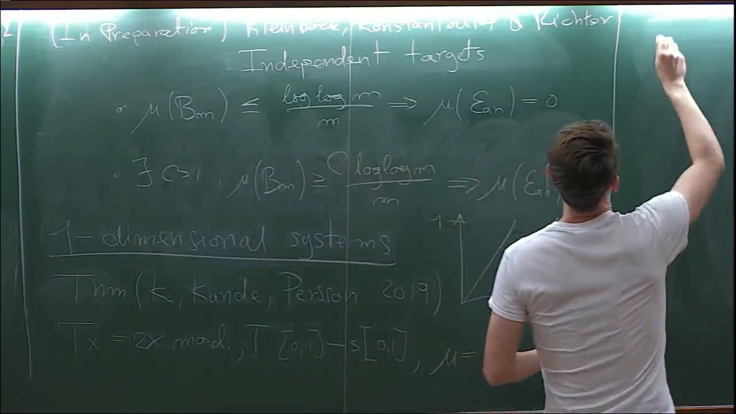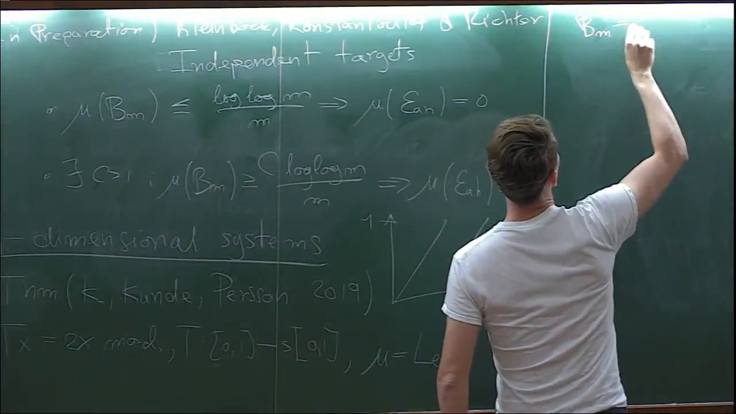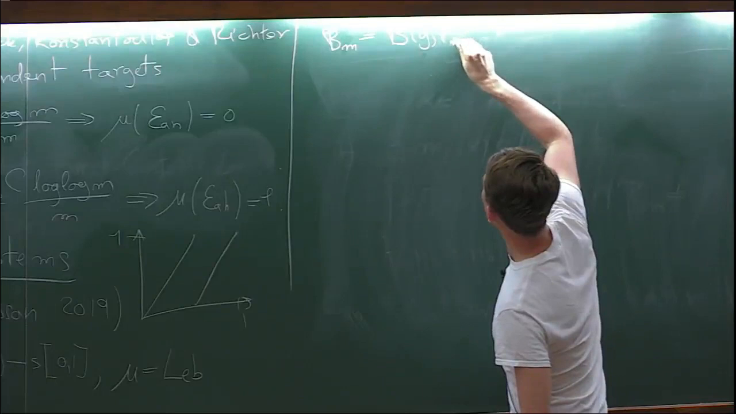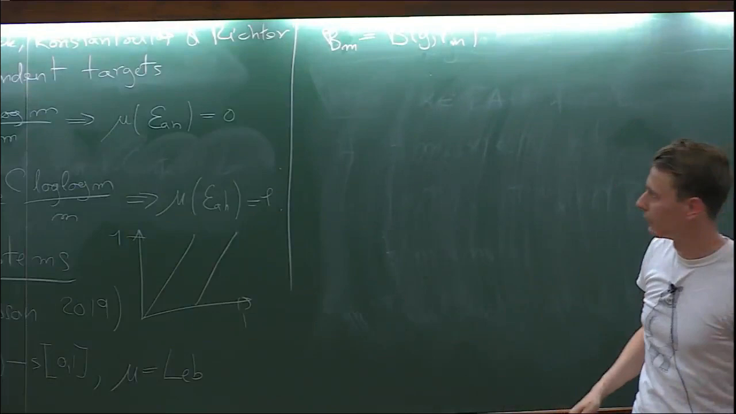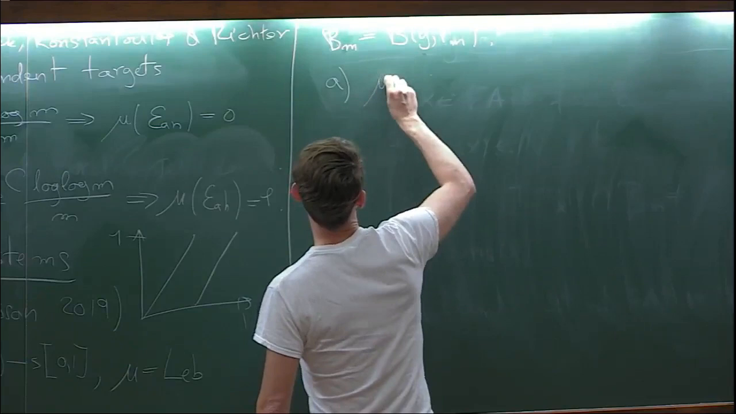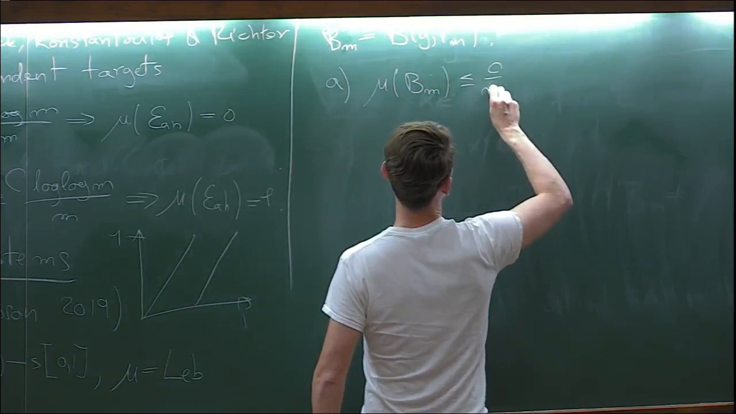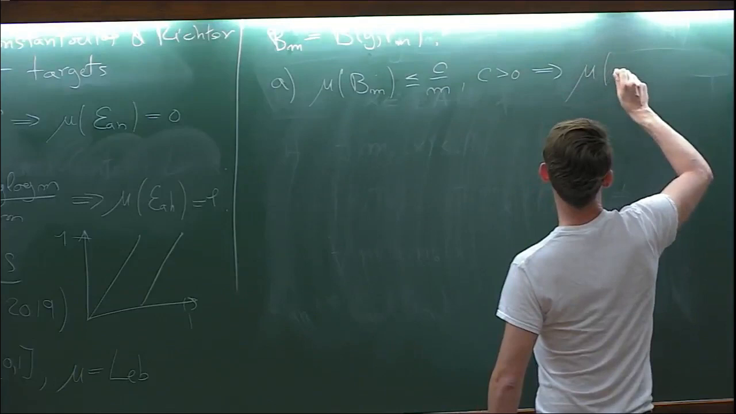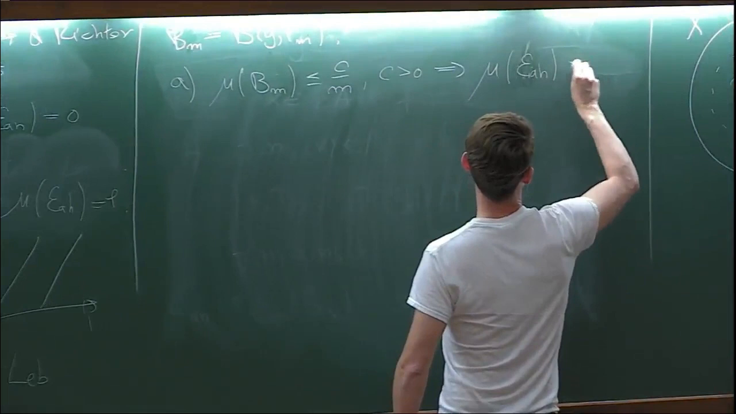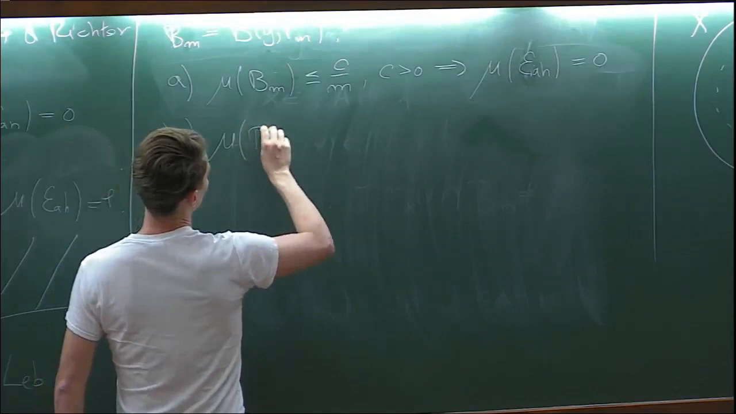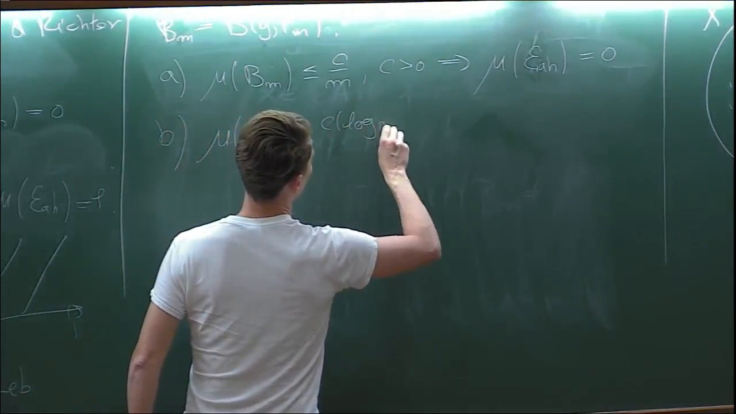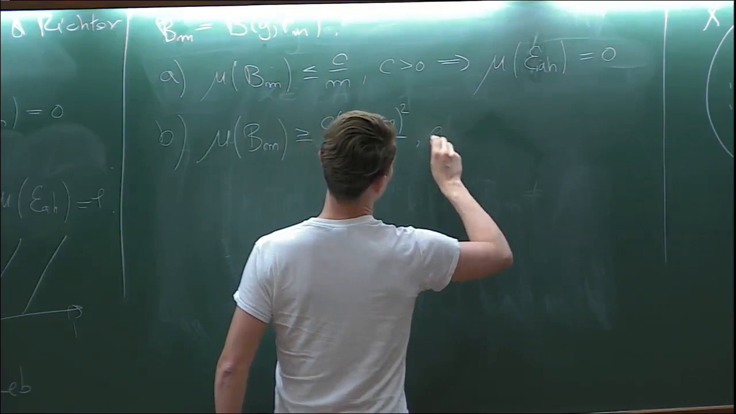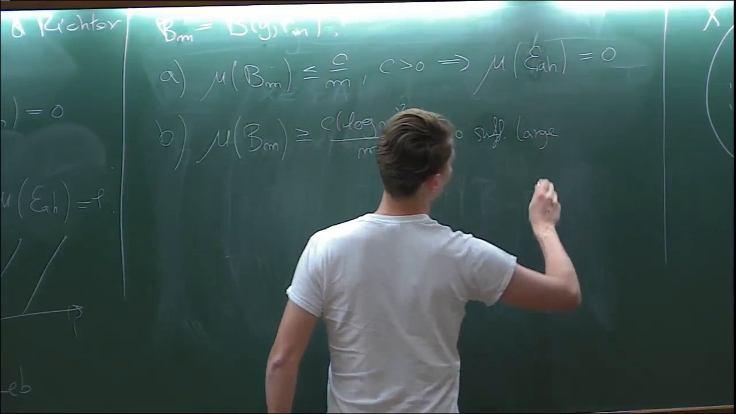Okay. And from this map, we are able to prove the following if we assume that our targets are balls with a fixed center y and radius r_m. So it's one dimensional, so a ball is of course here just an interval with a fixed center. Then if the measure of the balls is less than C divided by m for any positive C, then we get measure 0. And in the other direction, we prove that if the measure of the balls is greater than C log m squared divided by m, for some C sufficiently large, then we get measure 1.